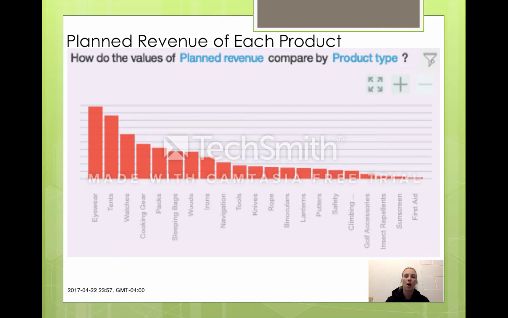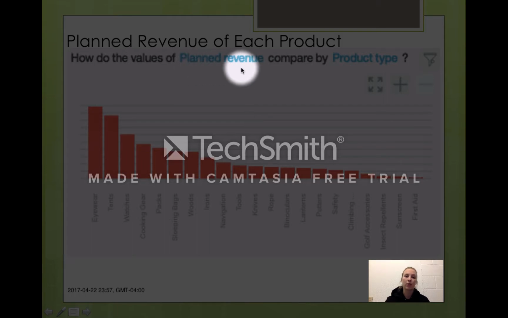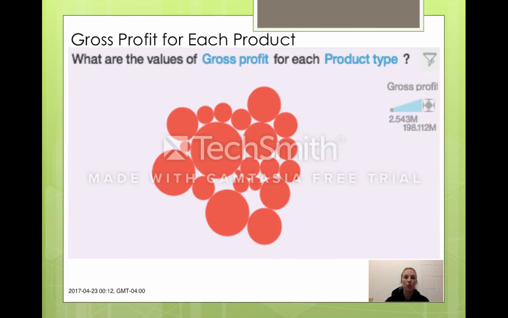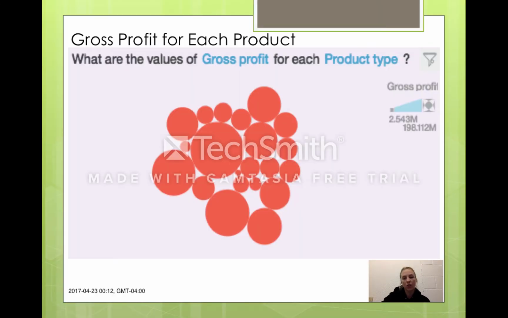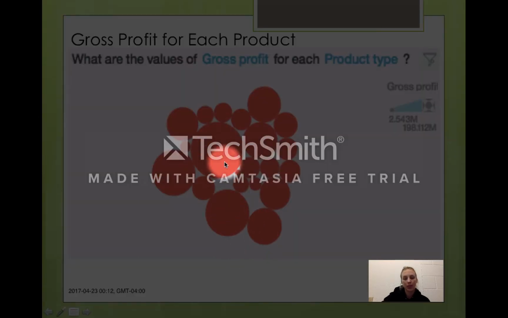So I wanted to first do an analysis of planned revenue before I dove into revenue and then gross profit, which leads me to my second analysis, which is gross profit for each product. And I decided to do a different graph here that is like a bubble graph, a bubble representation. And so first I have here, as coming from what I had said in the previous visualization, eyewear generated the highest gross profit, as we can see by this bubble. It's not labeled, but this is eyewear. And then we have first aid, right, this little bubble, as generating the least gross profit.